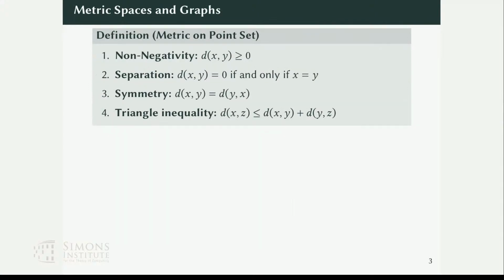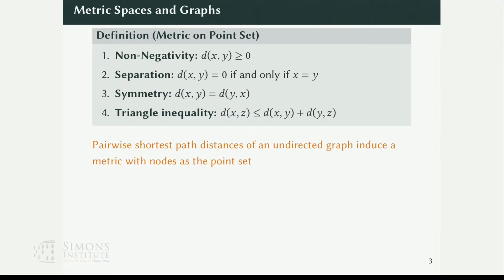So I mentioned before, this has been studied on metric spaces, on point sets. We have a set of points, and we have a metric, this function d, a distance function on the points. It satisfies the typical axioms for a metric. And in a graph, the pairwise shortest path distances induce a metric with the nodes as the point set.